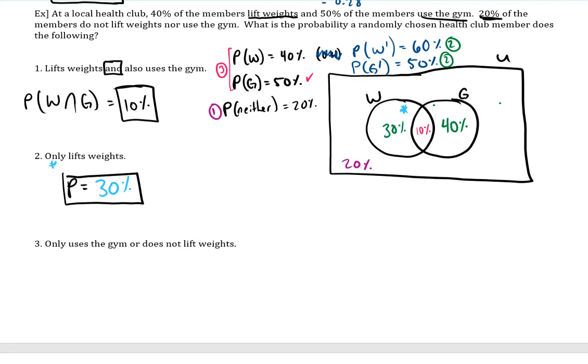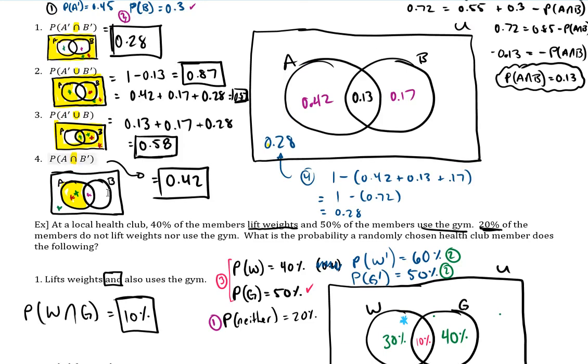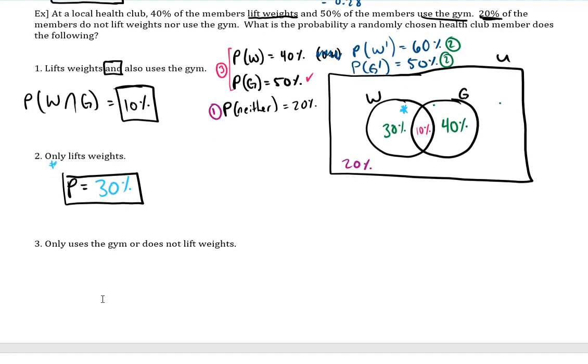And here I'm just marking it because I think it's easier than redrawing out the whole Venn diagram and doing the shadings. I think that's more important for problems like this where it's kind of more abstract and they're making you find these weird probabilities. Then that's good to do. Okay, and then number 3, only use the gym or, okay, so or is a keyword. Let's box that. Only uses the gym or does not lift weights. Okay, so only uses the gym.